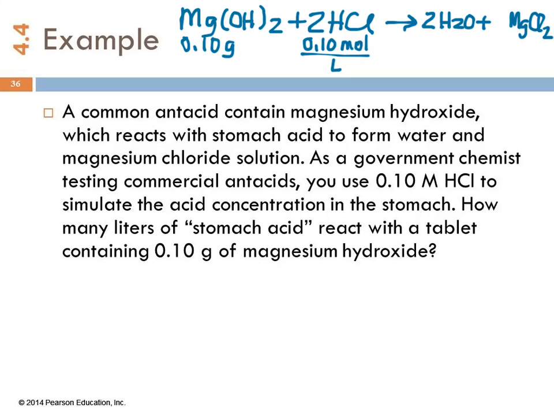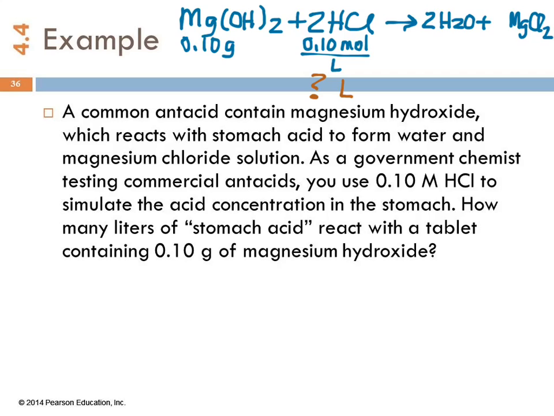And then, what is the question? How many liters of stomach acid? Which one of these is the stomach acid? It's the HCl. So our question, I'll put that in orange so it'll show up on the blue. Question mark, liters. That's what we're trying to find. We always need to figure out where we're going, and we also need to know what we're starting from.